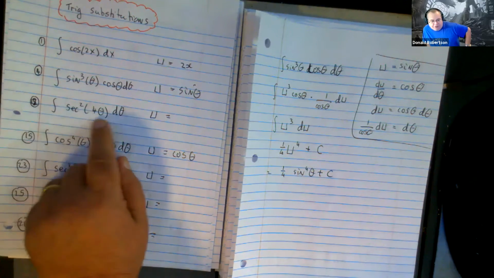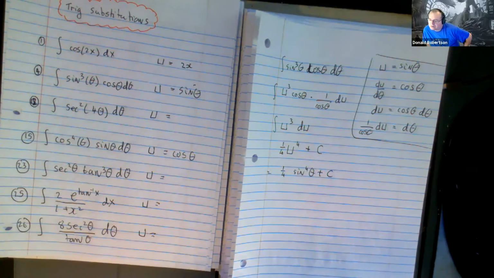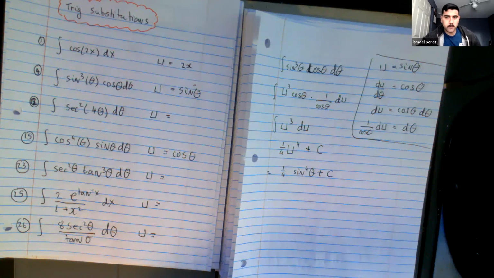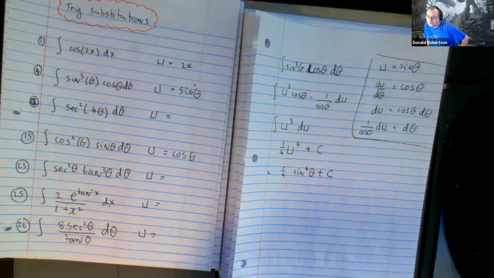What's the u sub in secant squared 4 theta? It's a straightforward one. It's not actually anything that weird. Tangent theta? Well, that's going to be eventually the answer, Ismail, but what's the u sub before we get there?